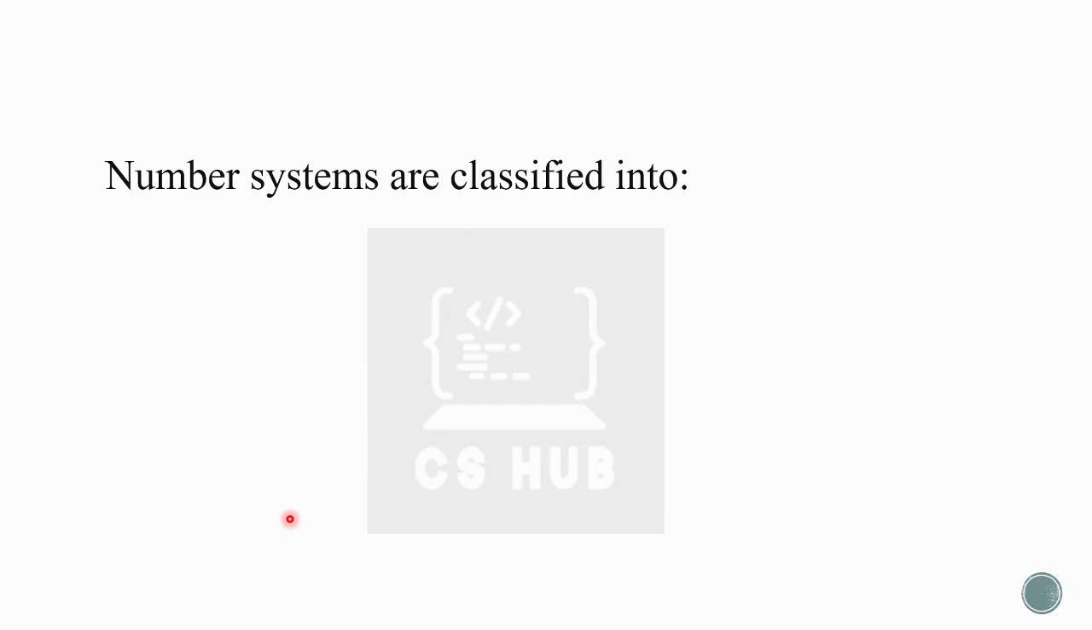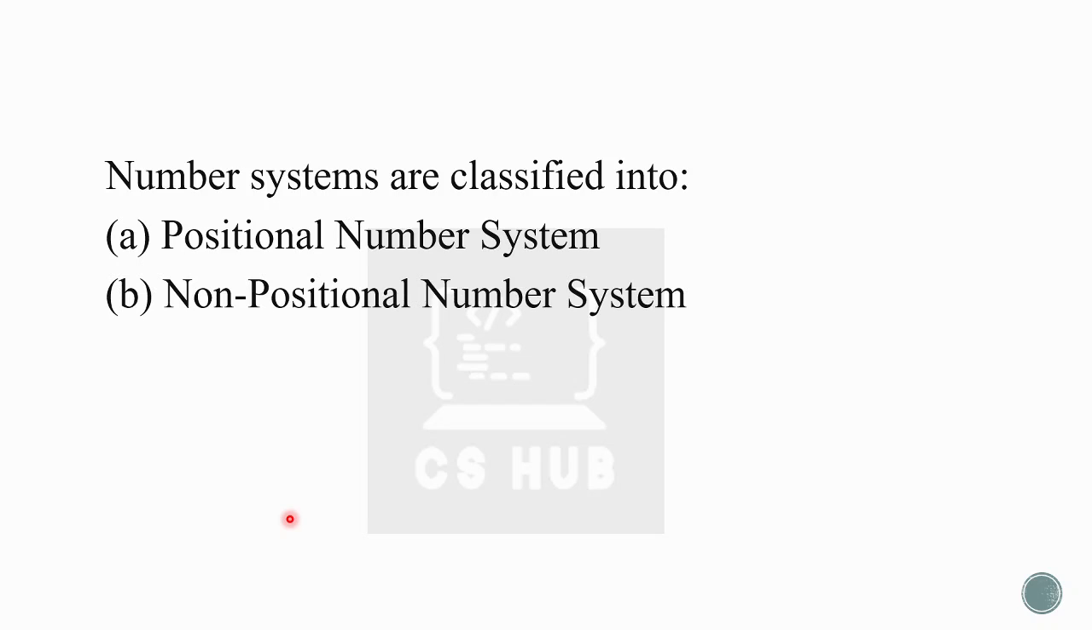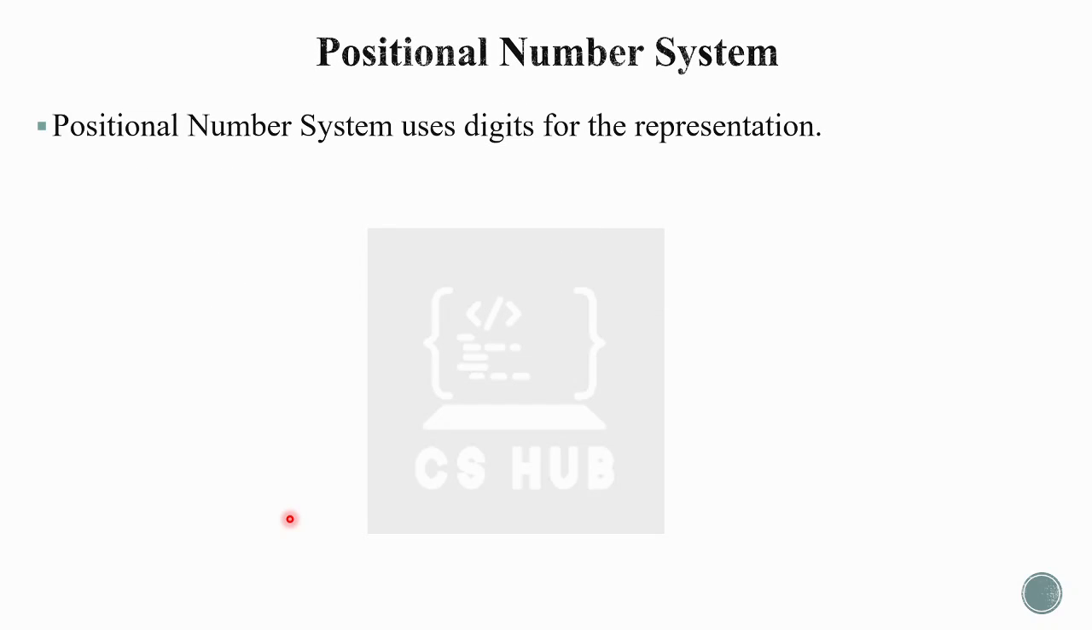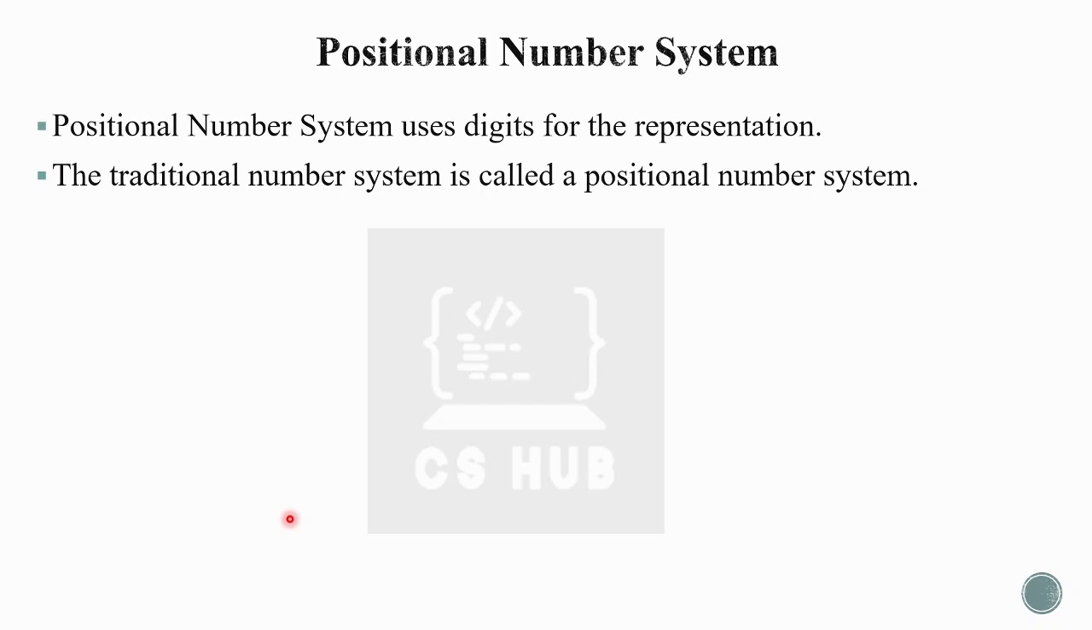Next, these number systems are classified into two. First one is the positional number system. Second one is the non-positional number system. Let's check what is this positional number system. It uses digits for representation. The traditional number system is called a positional number system. So the decimal number system is a positional number system.